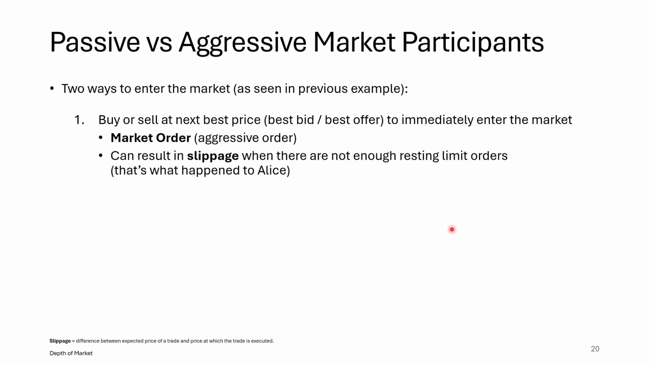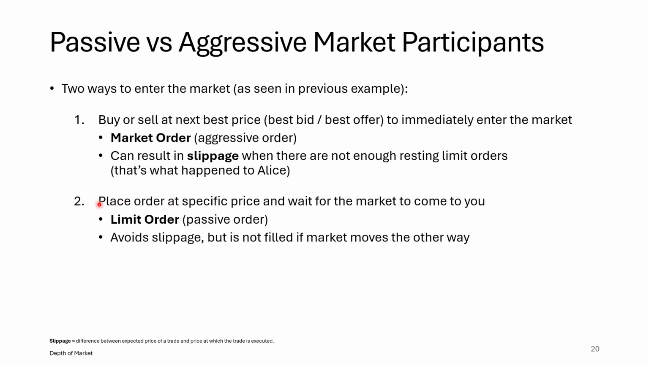This can, as you have seen in the example before, result in so-called slippage when there are not enough resting limit orders, right? Slippage means that there is a difference between the price you would expect and the price at which the trade is actually executed. And such a slippage happens each time there is not enough resting limit orders, and then the price has to move to the next price level where there are still more limit orders available to be filled. And this is exactly what happened to Alice in the previous example.